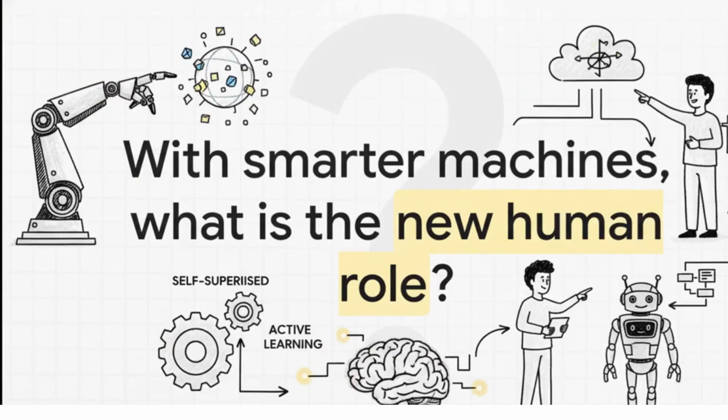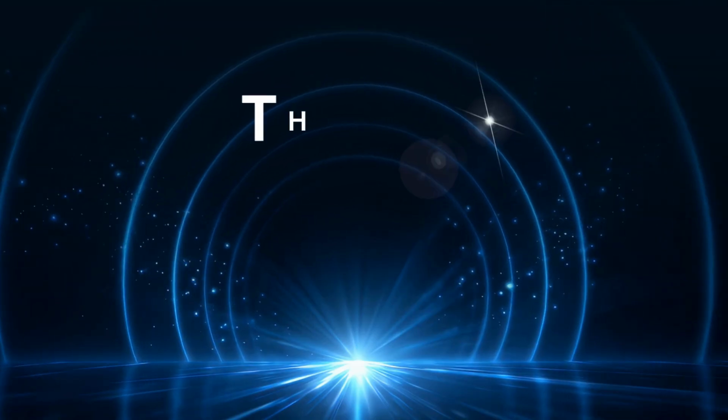And that brings us to the big, final question. We've seen how machines are getting better and better at learning on their own, with things like self-supervised learning. So, what does that mean for us? As they become more autonomous, what's our new role in this partnership between human and machine? It's something we'll all need to think about.